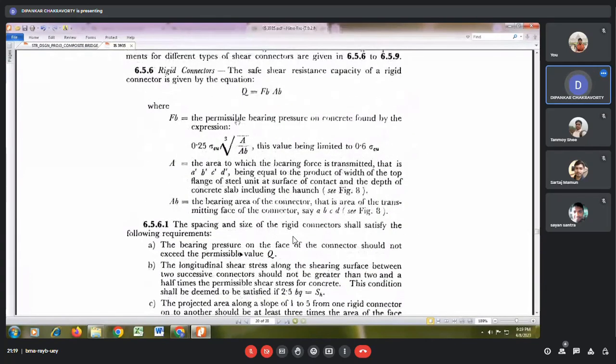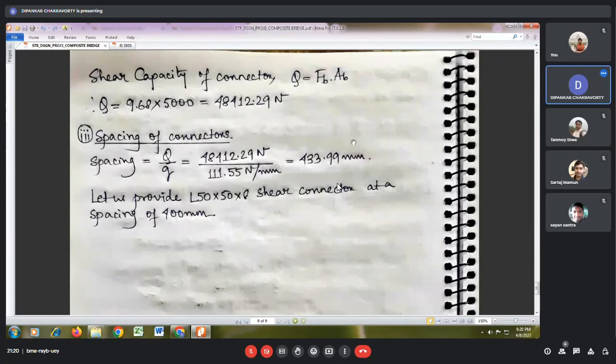This is the FB part. A and AB have been explained, and capacity of connector is FB into AB. আর তোমরা জানো যে if you divide the shear connector capacity by the shear flow, then you will get the spacing. You divide the connector capacity by the shear flow. This is Newton, this is Newton per millimeter. So you get the spacing. 433.99, it has come. You can provide the shear connectors at the rate of 400 mm center to center. Is it clear to you?